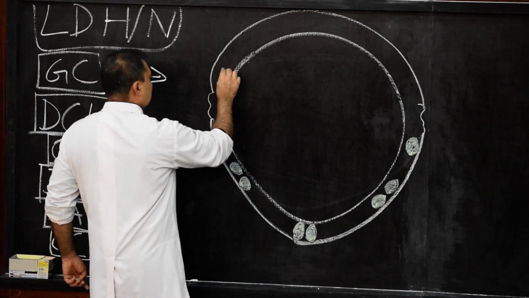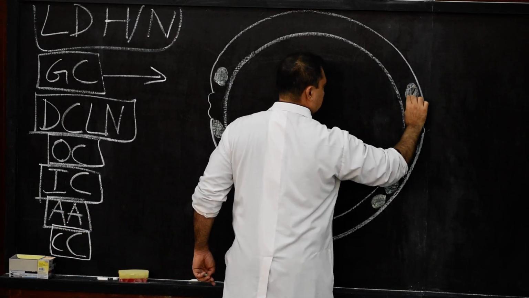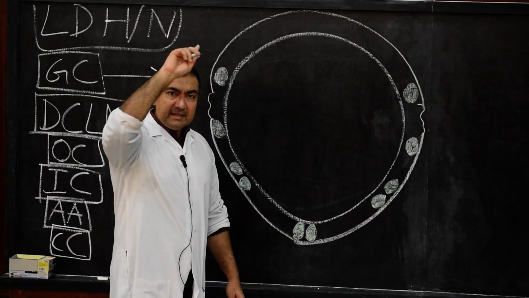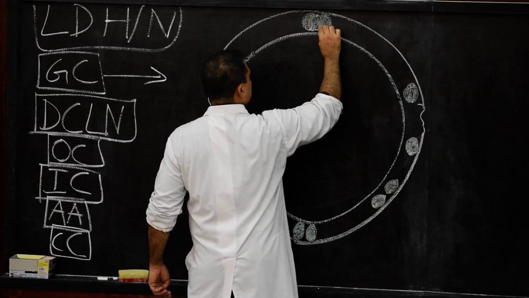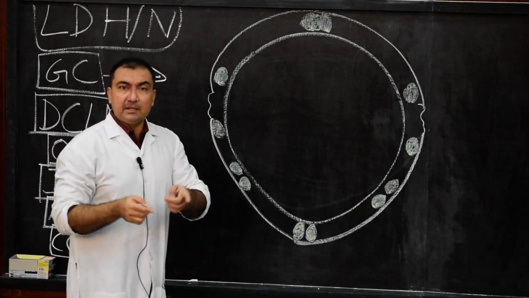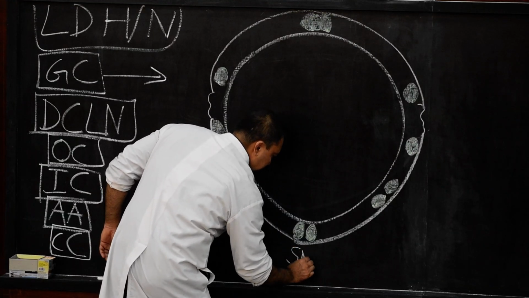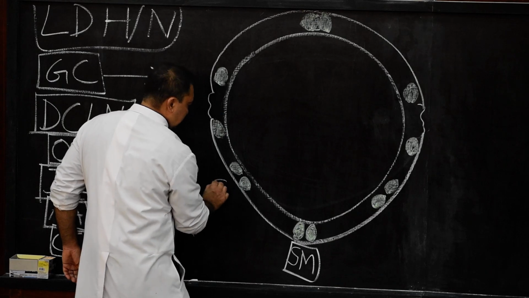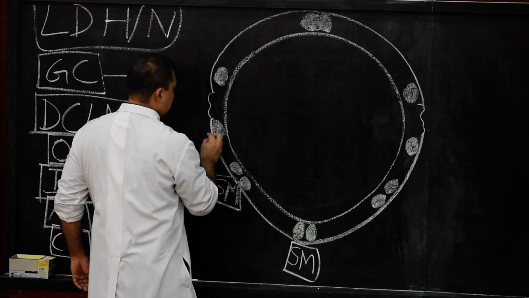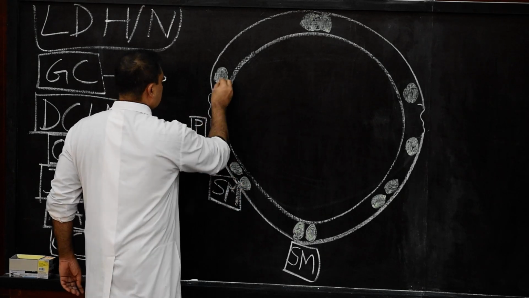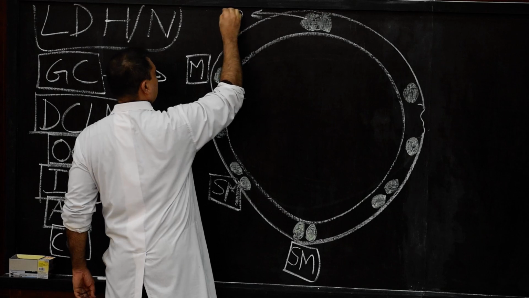Then behind the auricle, we show the mastoid group of lymph nodes. And right at the occiput, we show the occipital group of lymph nodes. So this completes the outer ring. Now we can mark this diagram: submental, then submandibular, this will be parotid, this will be mastoid, which is also called posterior auricular, and this will be occipital.